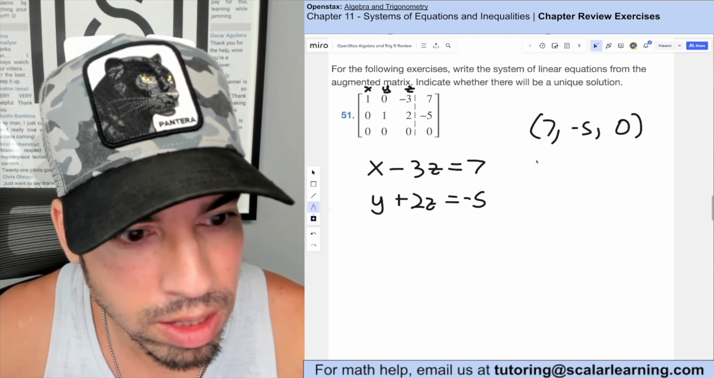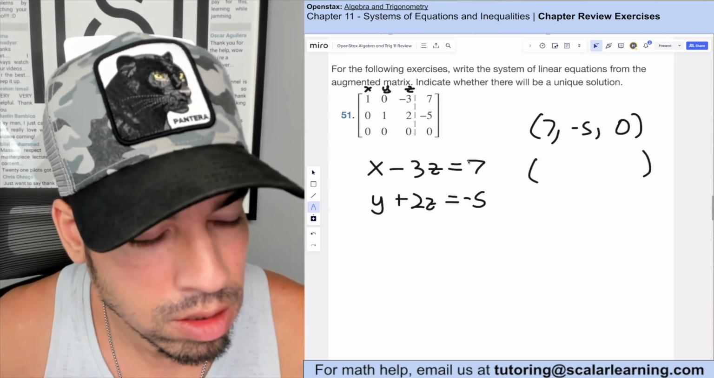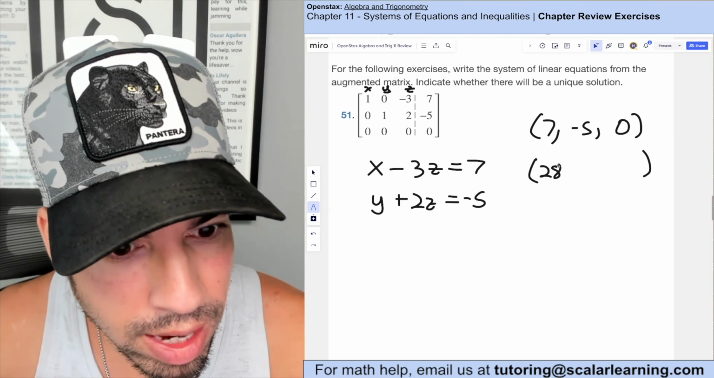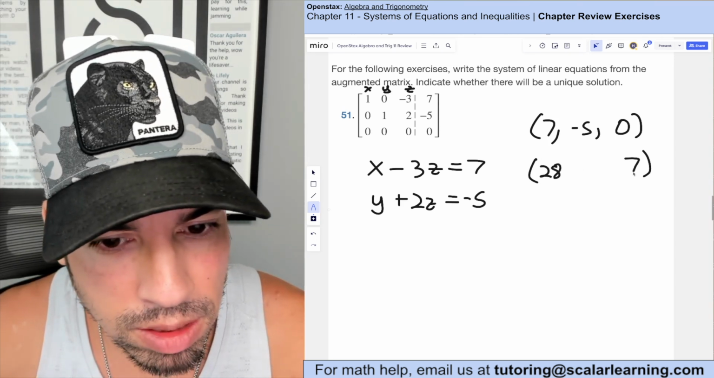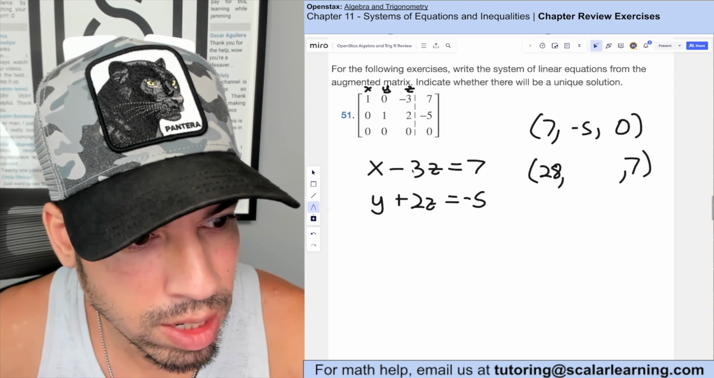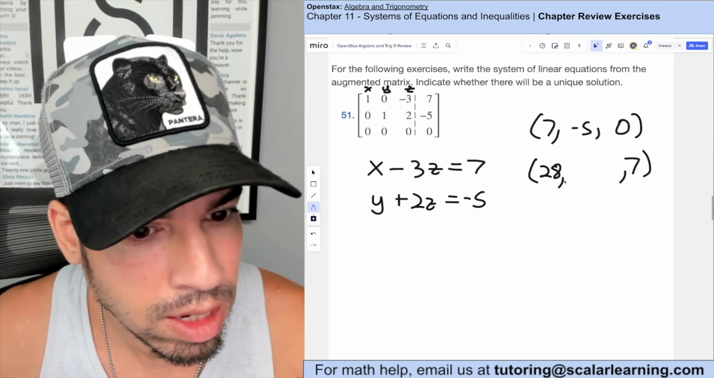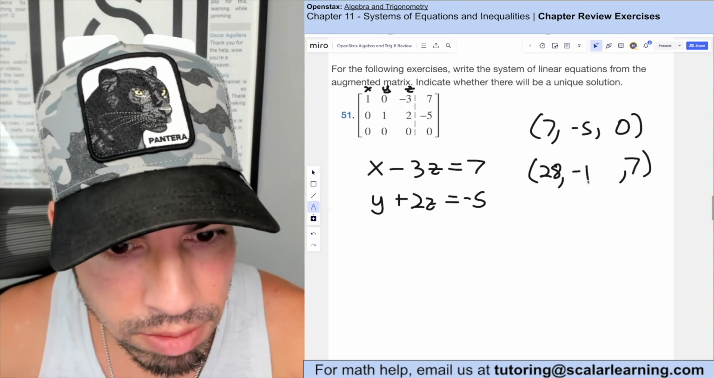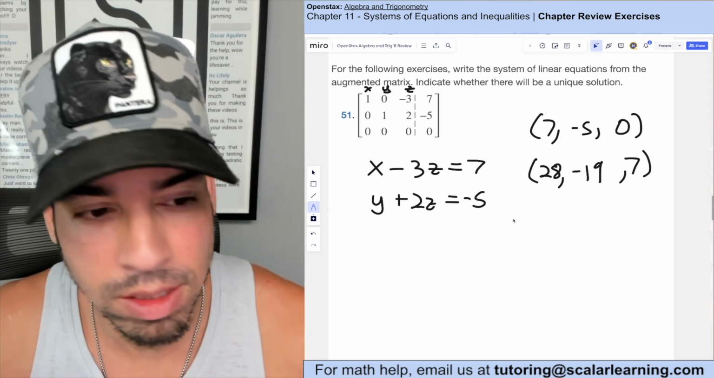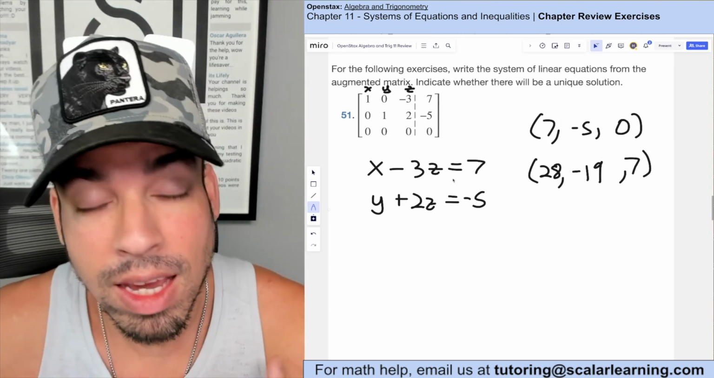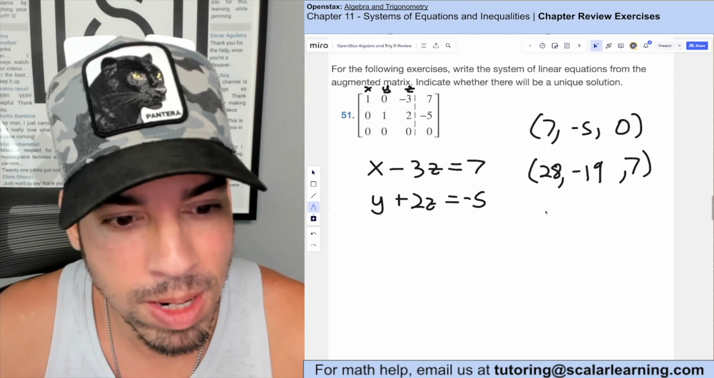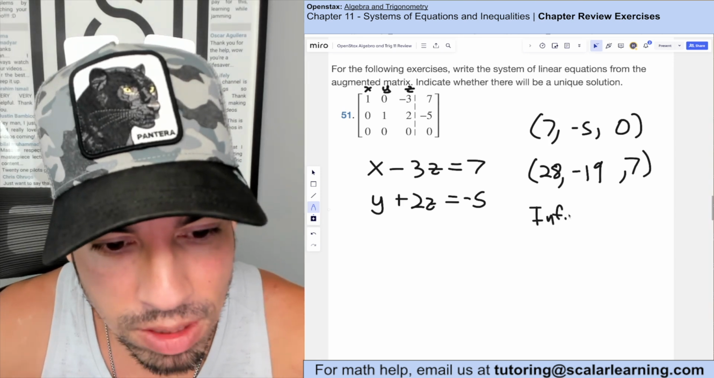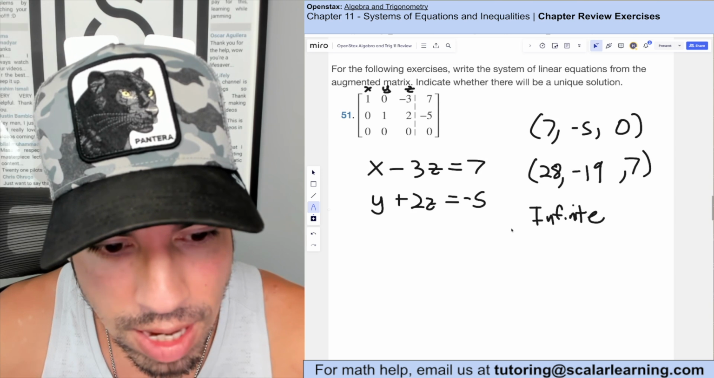That's one example. And then another example is I could make x be 28. I could make z be 7, right? That still works. 28 minus 21 is 7. And then y would be -19. This is just 2 different examples, right, that are viable. But again, I can come up with an infinite amount of these. So there will be infinite solutions. That's how you do it.